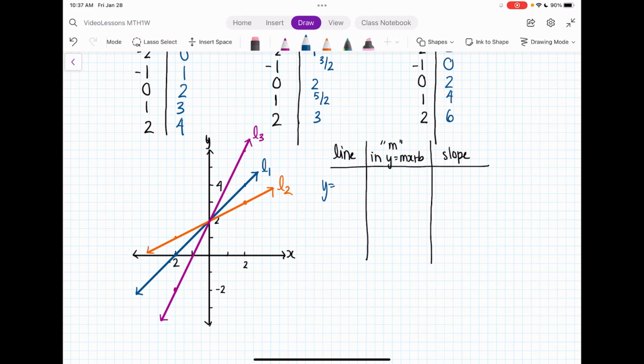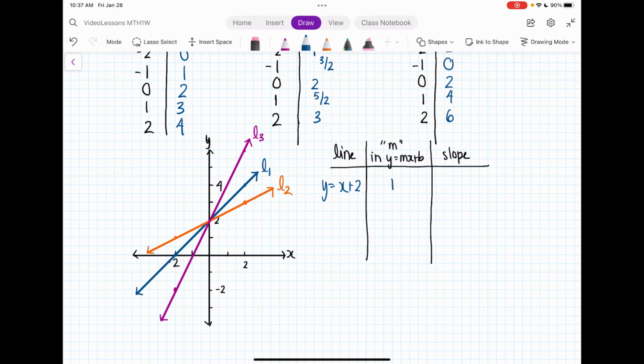The first one was y equals x plus 2. So here, the m value in y equals mx plus b. What am I multiplying the x by? Because that's what m is, right? So I'm multiplying the x by, and it's not nothing, it's 1. So my m value is 1.